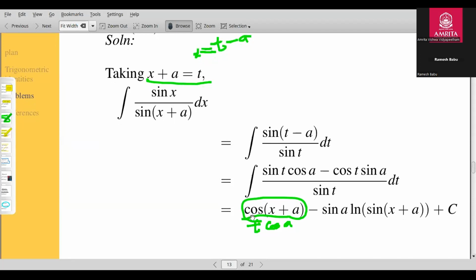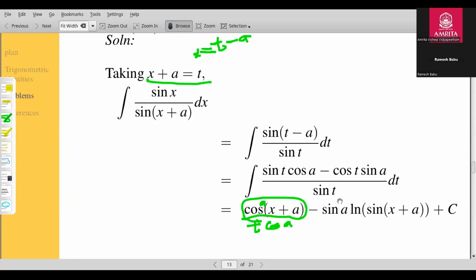Cos a into x plus a. That should be written cos a into x plus a. And the second term, sin a is taken away. Integration of cot t is nothing but ln of sine of t. But t is nothing but x plus a. I substitute here x plus a. Therefore, I am getting ln of sine of x plus a.